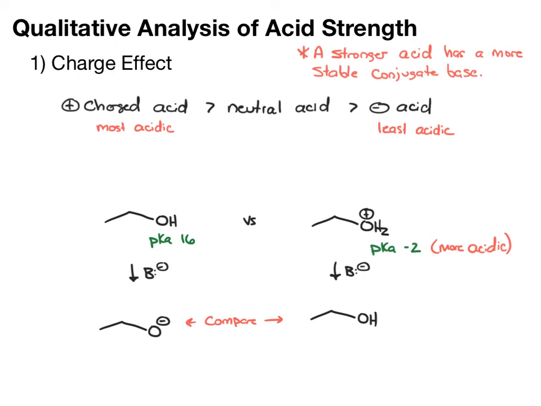Well, of the two, which of these do you think is more stable? Which do you think is happier? Well, if you look at the two, this one has to carry a charge. It has an excess of electrons, versus the one on the right is neutral. That one is a happier conjugate base. It's more stable. And the more stable conjugate base comes from the stronger acid.